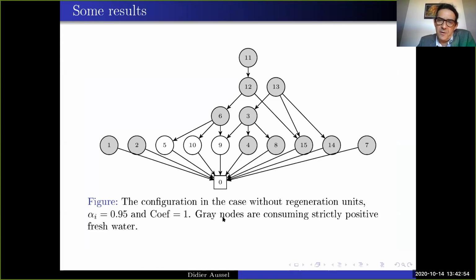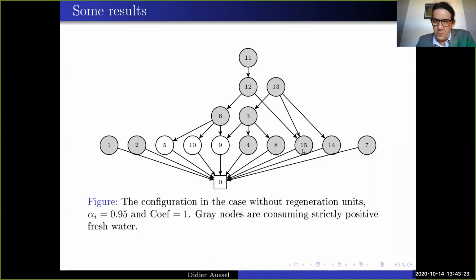The ones that are in gray are consuming strictly positive water. So all which are in gray, there are 15 companies. Well, the first important remark is that previously in the literature, due to the complexity of the model, people were treating examples with 3, 5 companies, not more. Here, thanks to the reformulation, we can treat very big ones.